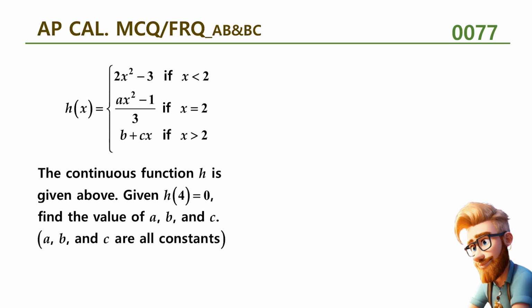So let's say we have this continuous function h. Let's say this is 2. And when x is less than 2, we have this function right here. And when x is equal to 2, we have this value right here. And when x is greater than 2, let's say we have this function right here. This function is continuous, right?